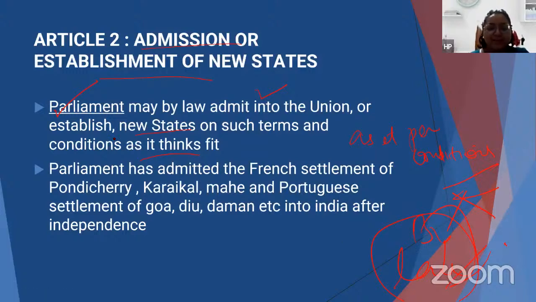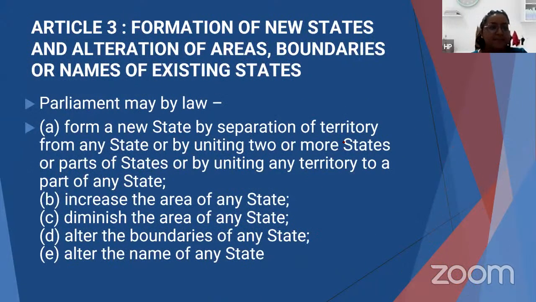For example, when we got independence, French and Portuguese settlements were there. French settlements, for example, were Pondicherry, Karaikal and Mahe. And Portuguese settlements were Goa, Daman and Diu. So they got admitted into India after independence. So Parliament admitted the French settlements as well as the Portuguese settlements into India.